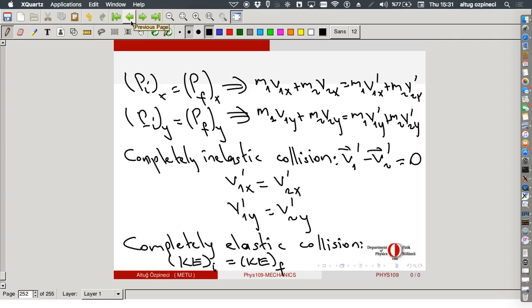Either we measure one of the directions of the final particles or their speed, or we have to know something about the forces acting on the system.